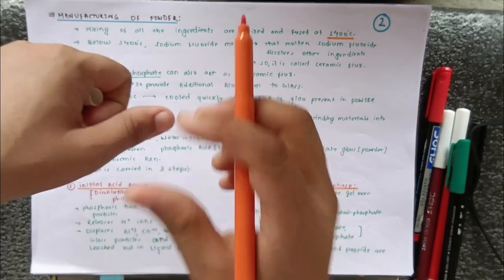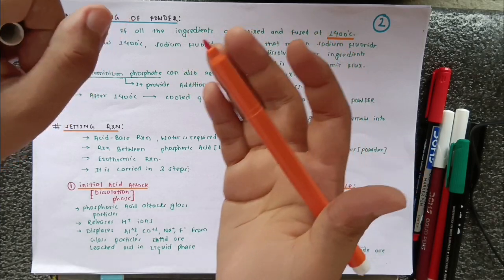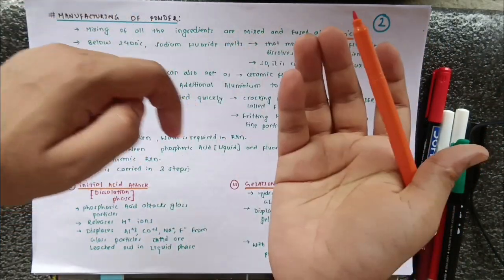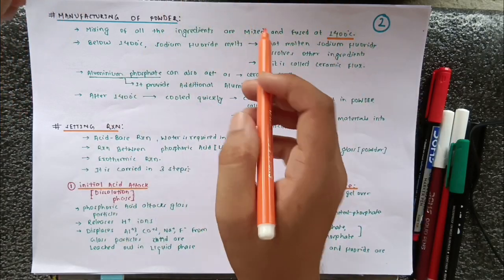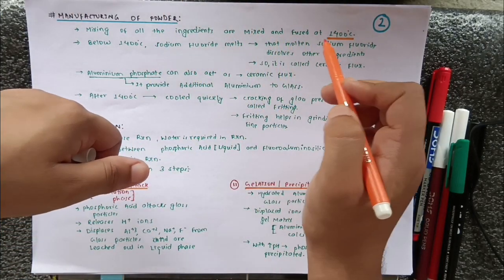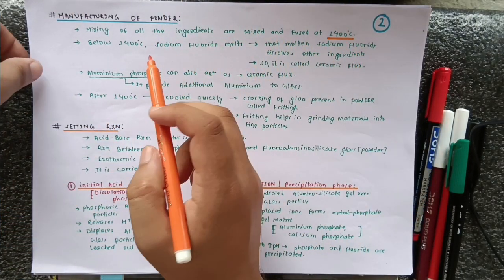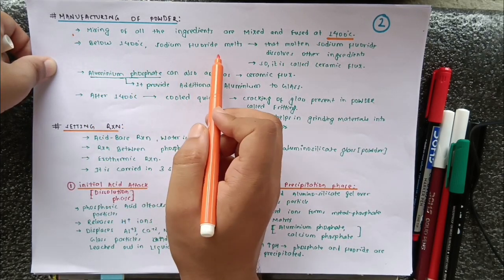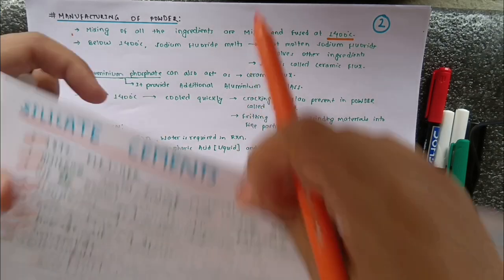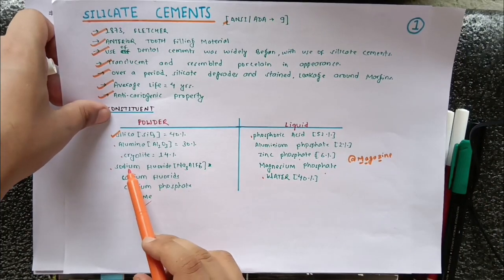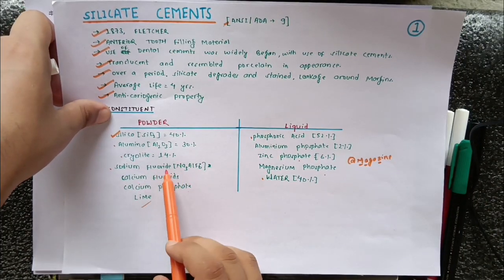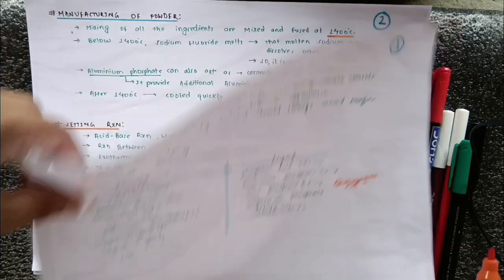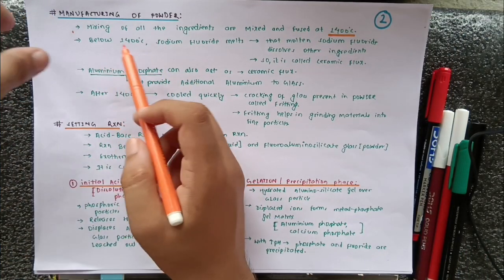The constituents present in the powder, as I have discussed earlier, are silica, alumina, cryolite, sodium fluoride and calcium fluoride. All those ingredients are mixed and fused at 1400 degrees Celsius. Another point I have written is that below 1400 degrees Celsius, the sodium fluoride, which is present here. Remember that sodium fluoride is also an important constituent of the powder of the silicate cement.